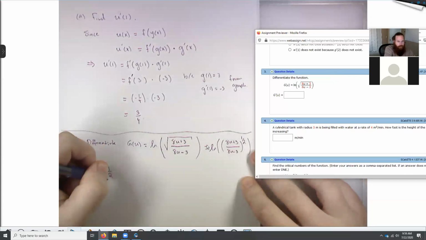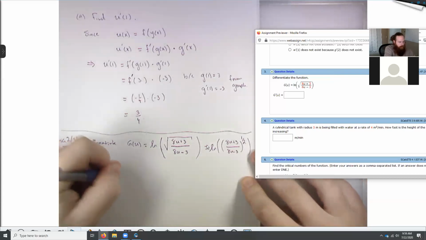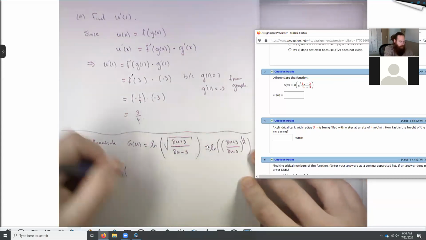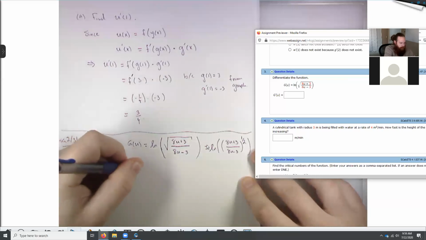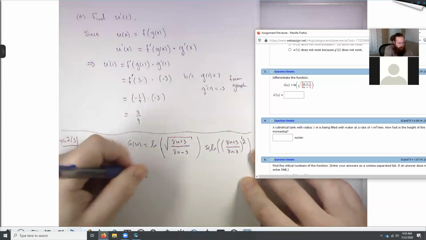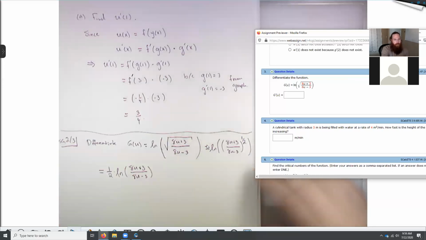This guy is the same as 1/2 times the natural log of (8u plus 3) over (8u minus 3). And it's already looking better. I've already gotten rid of one of the chain rule steps I would have to do if I was going to jump in and differentiate, because now no more square root. That square root inside is the same as a 1/2 multiple outside.